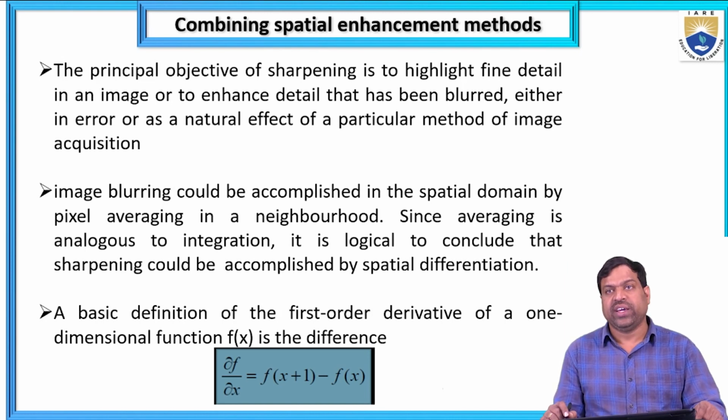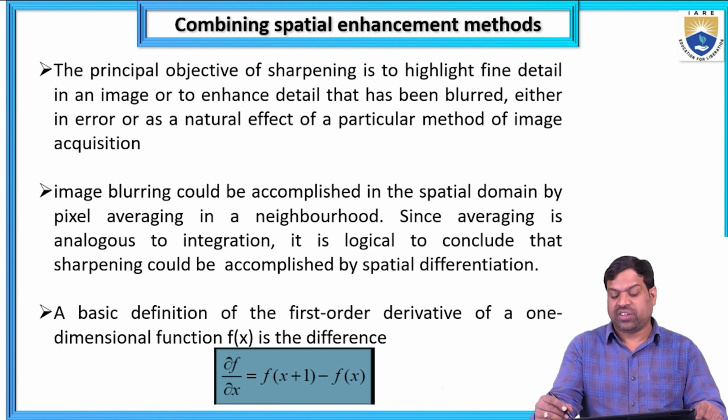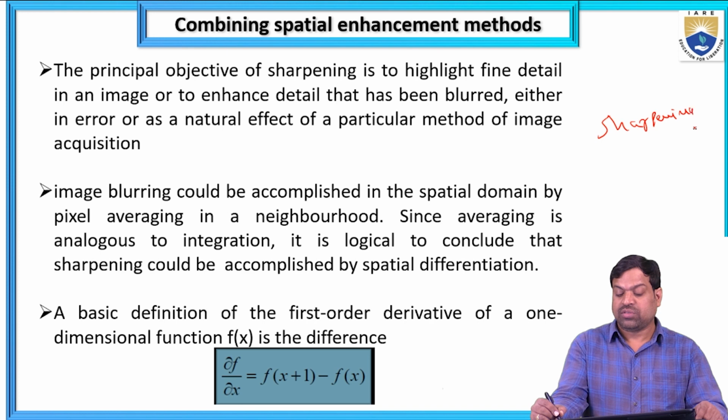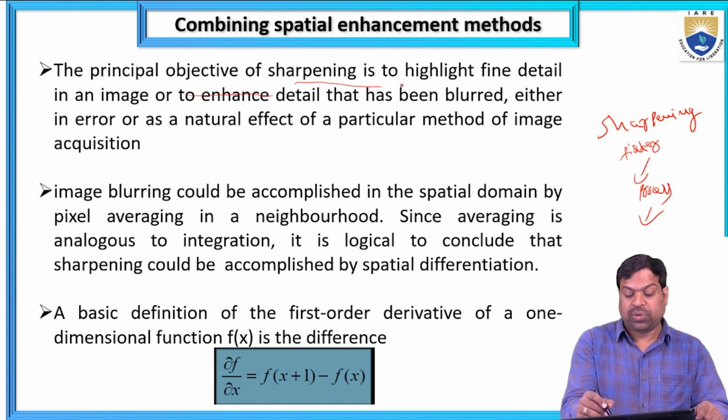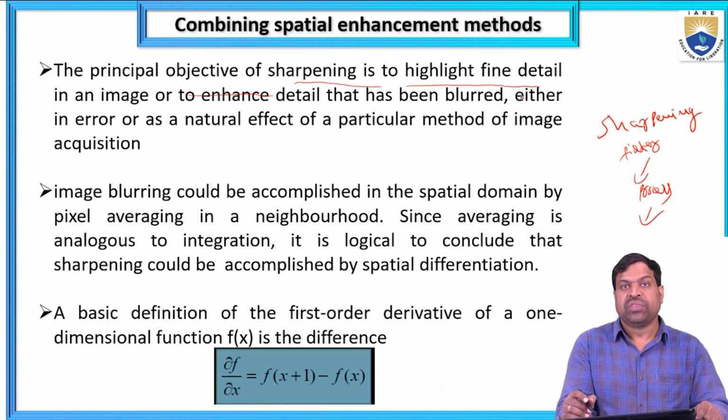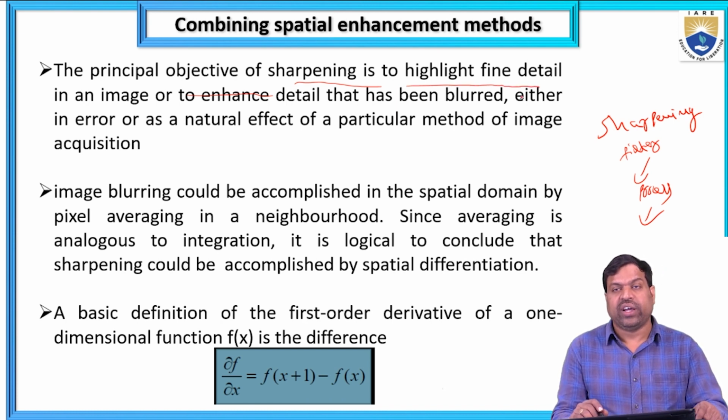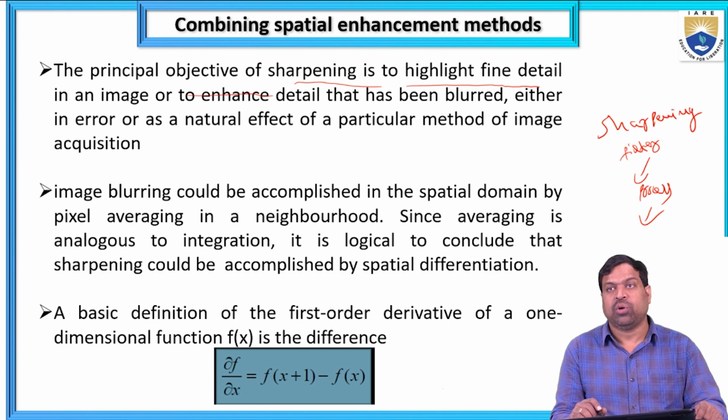Okay. So here I am taking the sharpening technique. I am applying the sharpening. So sharpening filter. So what is the process? The objective of sharpening is to highlight fine detail of an image, or enhance the details of a blurred image, either in error or as a natural effect of a particular method of image acquisition.